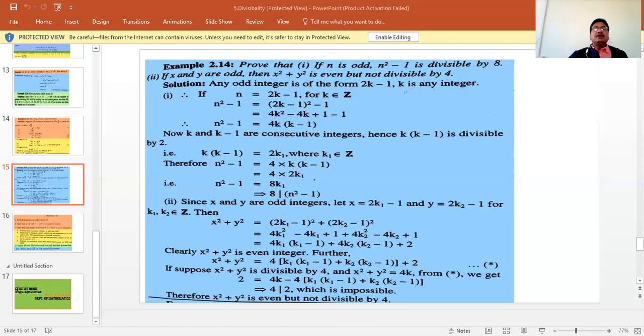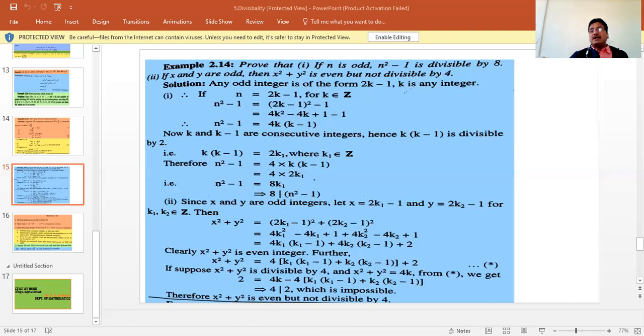Then we have to show that if x and y are odd, then x and y are expressed in the form 2k minus 1 or 2k plus 1. So write x as 2k1 minus 1, and write y as 2k2 minus 1. Take k1 and k2 as two integers, because x and y both are odd.